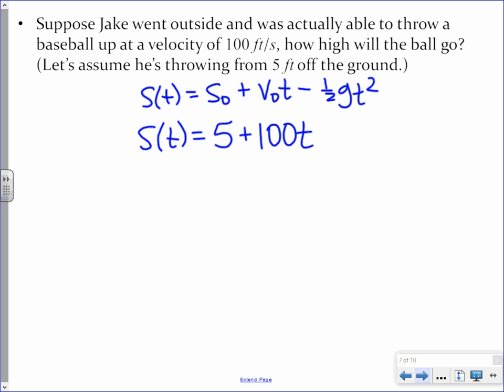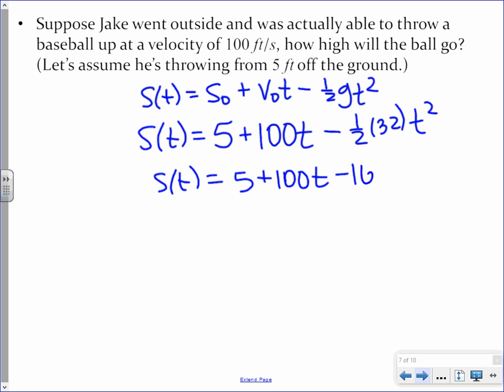And then, what is the gravity we need to use? Negative 9.8 meters per second. Oh, it's in feet. So our position equation is 5 plus 100t minus 16t squared. We want to know how high the ball will go. What should be considered here? What's going to happen to the ball at the highest point?